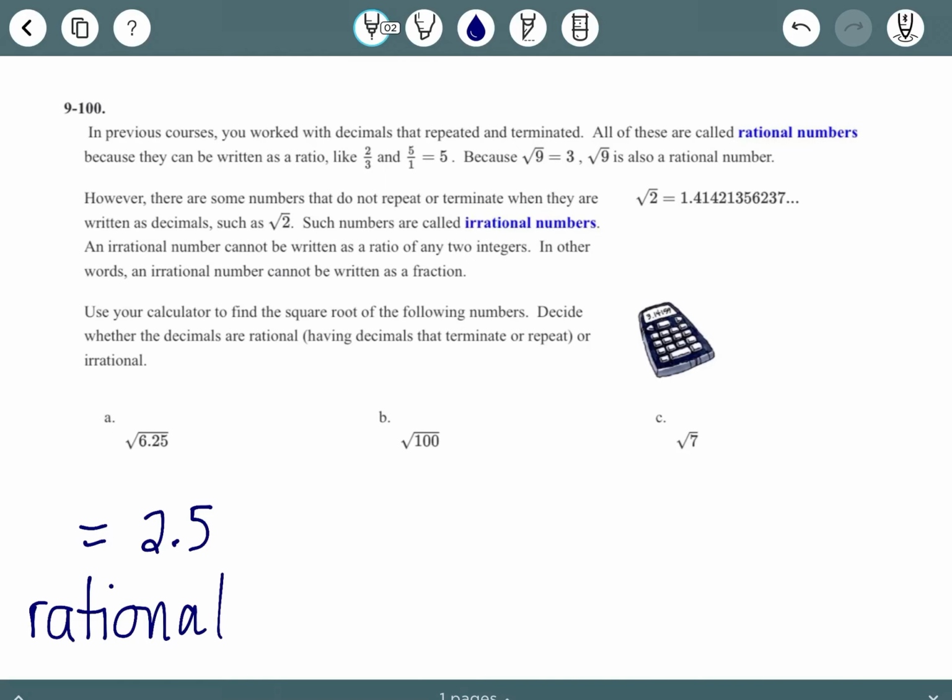B, the square root of 100. A lot of you probably don't even need to put this into the calculator, but definitely do it to check your brain anyway. It's going to be 10. Well, 10 is an integer. It doesn't have any decimal at all, so it is a rational number.